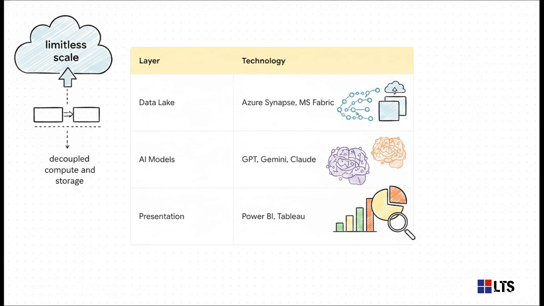For the AI models, we're model agnostic, using the absolute best in class. We're talking GPT, Gemini, and Claude. And for actually presenting that data, we have deep expertise in Power BI and Tableau. Dropping this tech stack proves we aren't just messing around. We're building enterprise-grade, future-proof stuff.